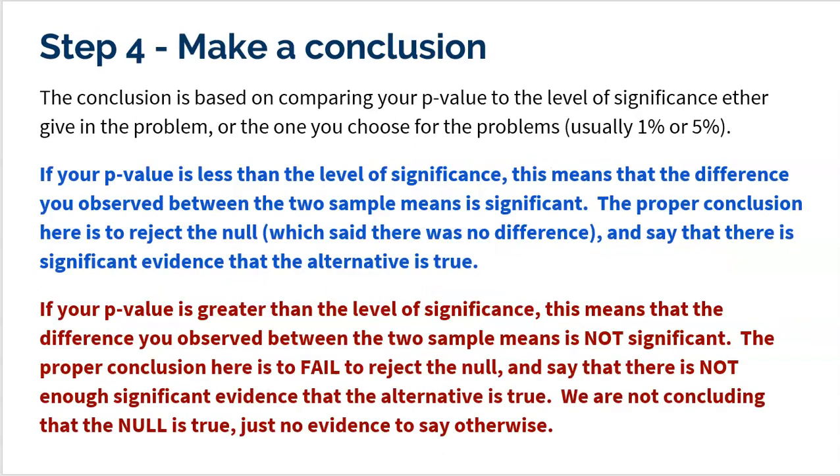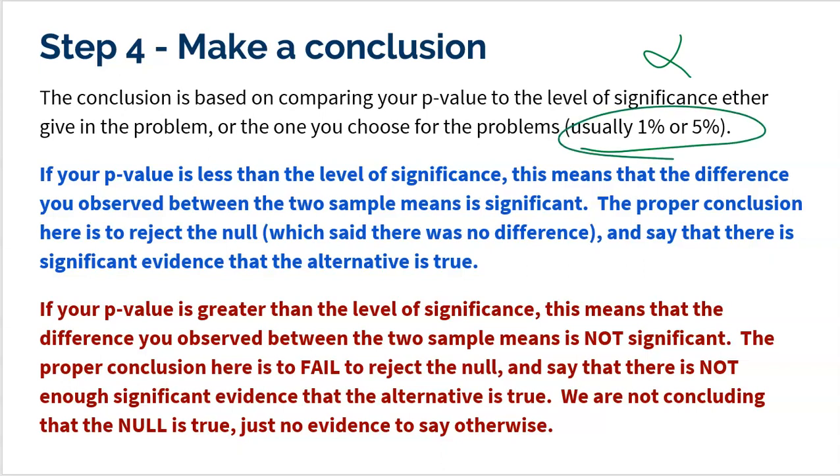All right, now it's time to make our conclusion. And again, this should be something you should be familiar with. But remember, we make our conclusion based on comparing our p-value to our level of significance, which is our alpha value. So remember, you're either going to be given the alpha value in your problem. You'll be told to use 1 or 5%, or if it's not there at all, then you get to pick. It's completely up to you. But usually you're going to be given 1 or 5%.